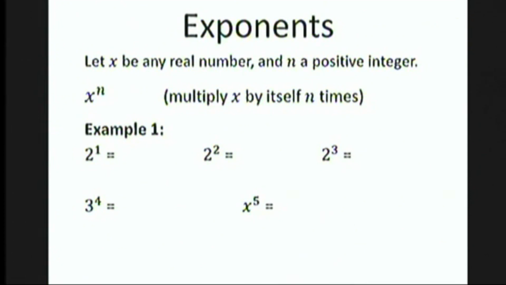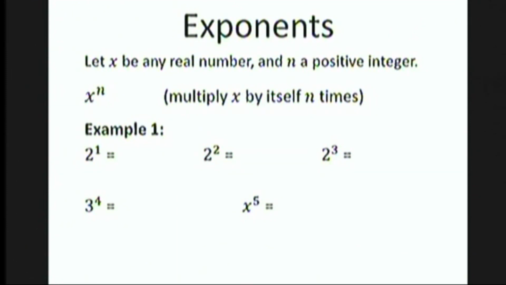So if x is any real number and n is a positive integer, then the expression x to the n means to multiply x by itself n times. X is called the base, and n is called the exponent. Let's look at some examples.